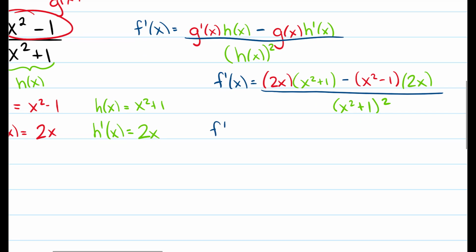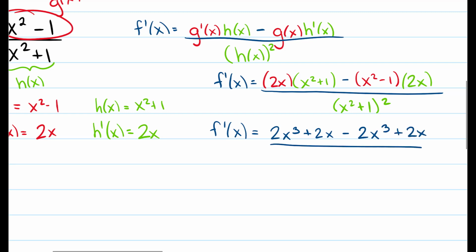So I get f prime of x is equal to 2x cubed plus 2x minus 2x cubed plus 2x, all divided by x squared plus 1 squared. And then our x cubed terms are going to cancel off. So we get f prime of x is equal to 4x, all divided by x squared plus 1 squared.